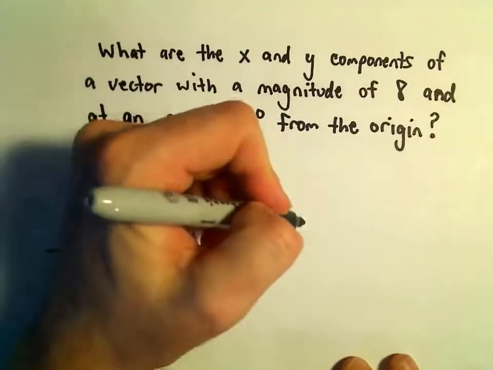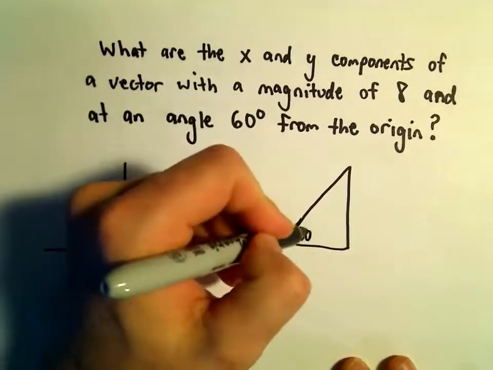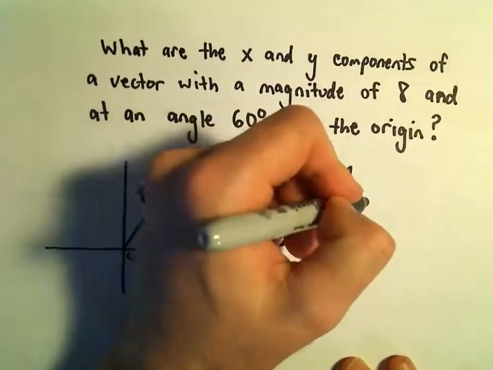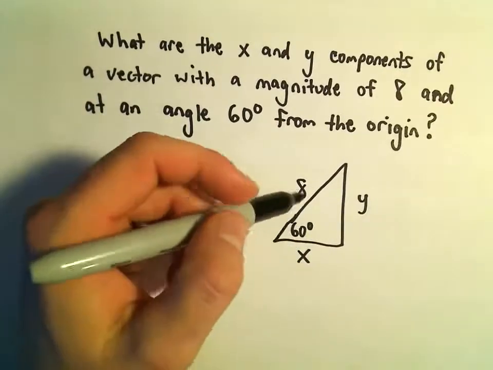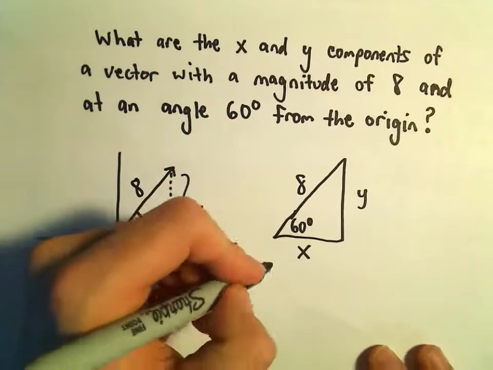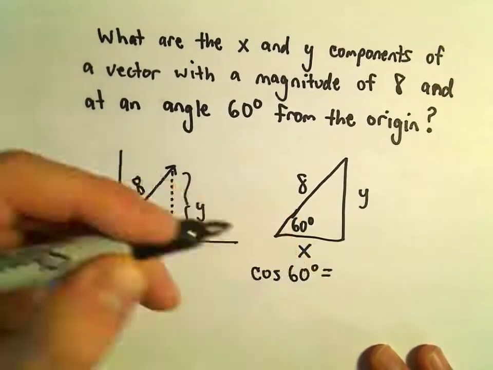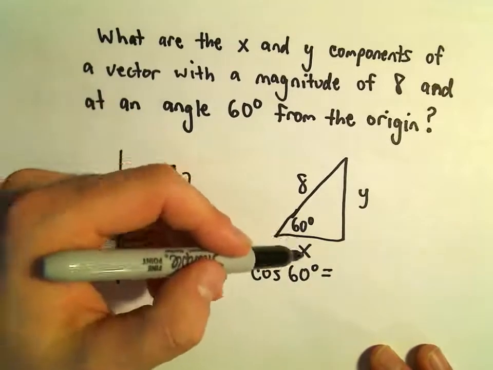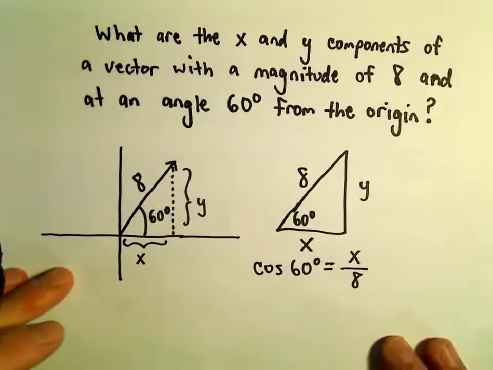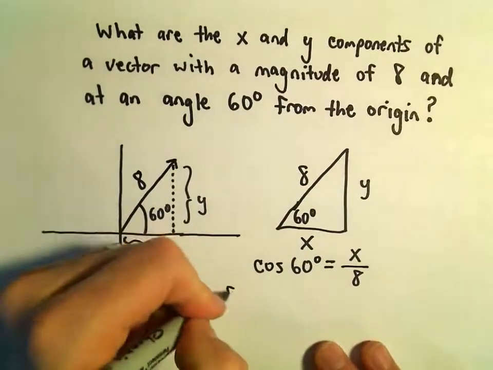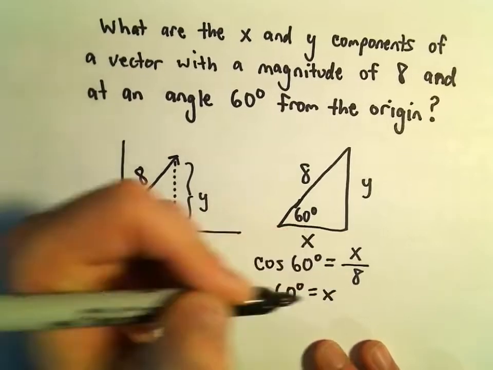So recall for a triangle, let's see, we've got 60 degrees, we've got 8, we've got y, we've got x. We're trying to solve for x and y. Again, recall for a triangle, I think we can use sine and cosine. So notice cosine of 60 degrees. Remember, cosine is the adjacent over the hypotenuse, so that'll give us x over 8. If we multiply both sides by 8, we'll get 8 cosine of 60 degrees is x.